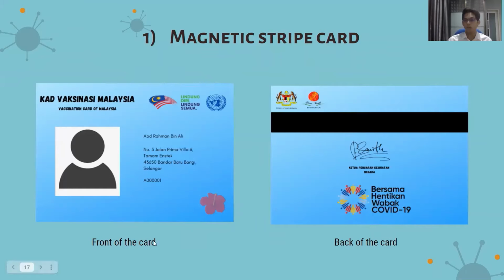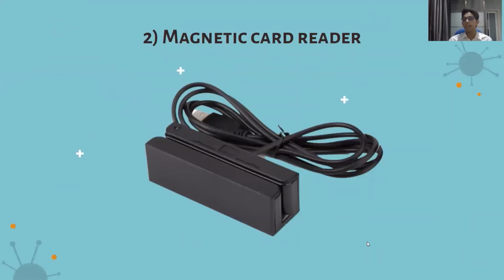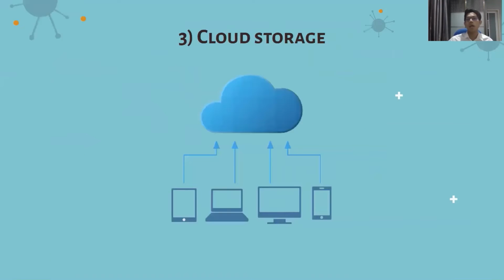It starts with the front of the card and the back of the card. Secondly, this is our magnetic card reader, into which we will insert our magnetic stripe card. And last but not least, the cloud storage, which will store the vaccination data and authenticate whether the user is already vaccinated or not. I will pass to the next presenter.